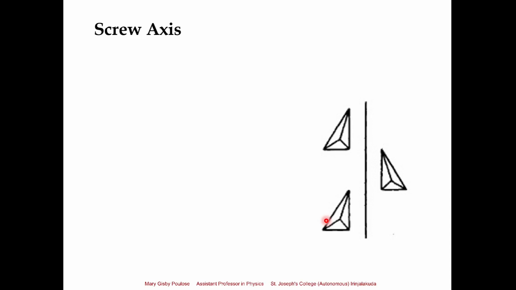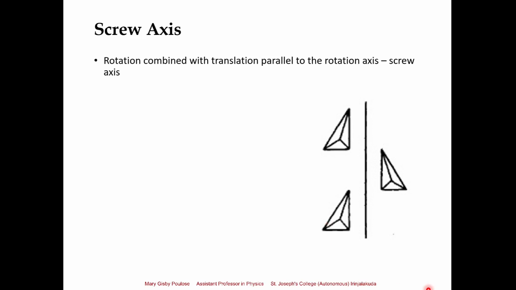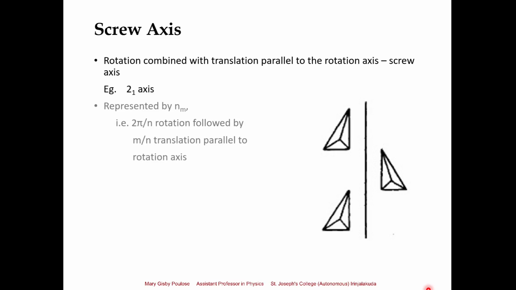Now, the next type of symmetry operation is the screw axis. Here, rotation is combined with translation parallel to that rotation axis. For example, here in the figure, we have the 2_1 axis. It is represented by the term n_m, where we have a 2 pi by n rotation followed by m by n translation parallel to the rotation axis.